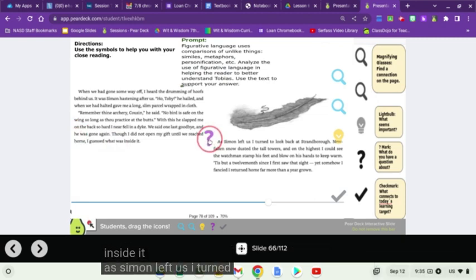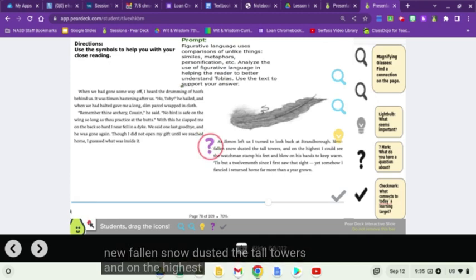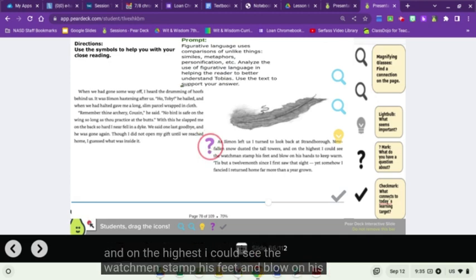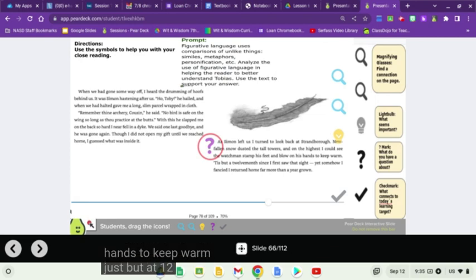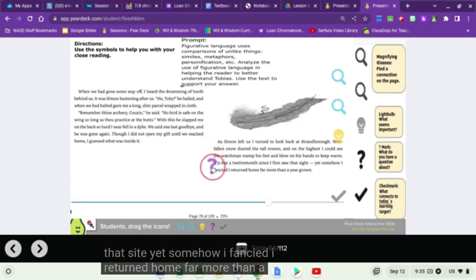As Simon left us, I turned to look back at Stranborough. New fallen snow dusted the tall towers, and on the highest I could see the watchman stamp his feet and blow on his hands to keep warm. 'Tis but a 12-month since I first saw that sight, yet somehow I fancied I returned home far more than a year grown.